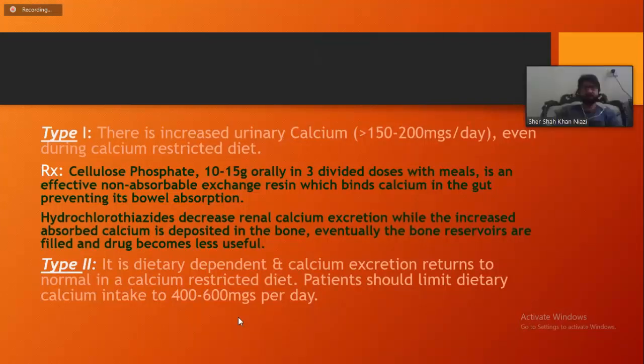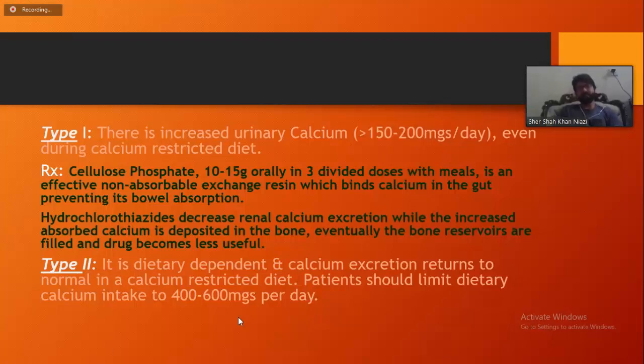The treatment of this type is giving cellulose phosphate at 15 grams orally in 3 divided doses with meals. It's an effective non-absorbable exchange resin which binds calcium in the gut, preventing its absorption. Then we have hydrochlorothiazide, which decreases renal calcium excretion while it increases calcium deposits in the bone. Eventually, the bone reservoirs are filled and the drug hydrochlorothiazide becomes less effective.